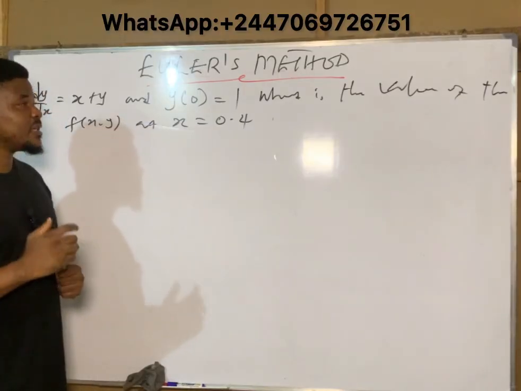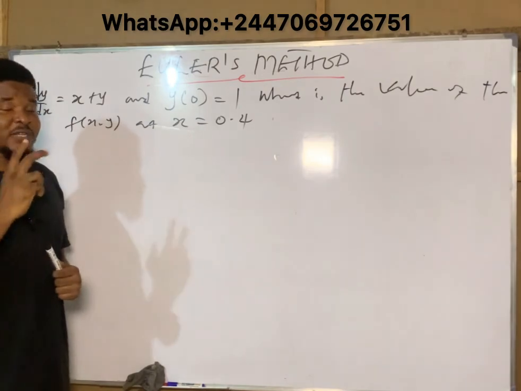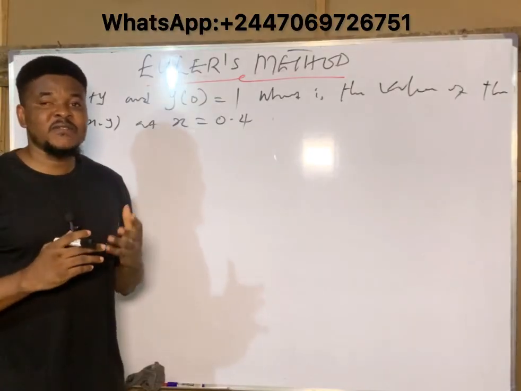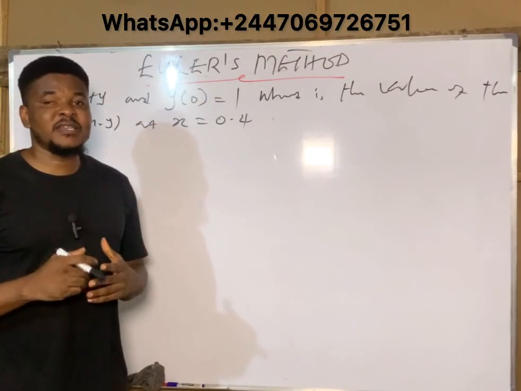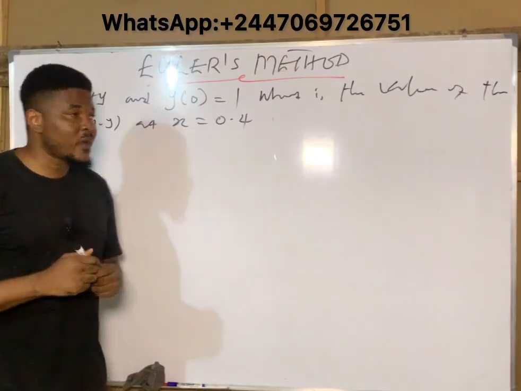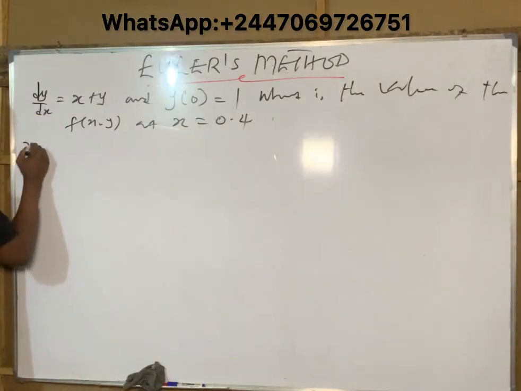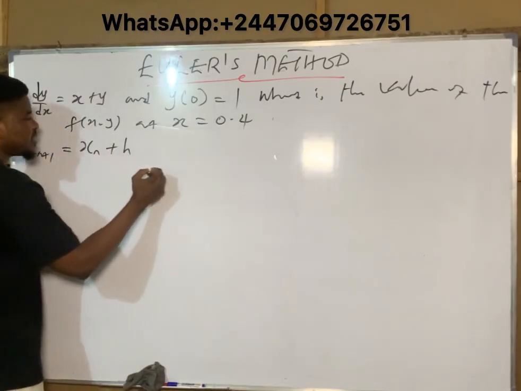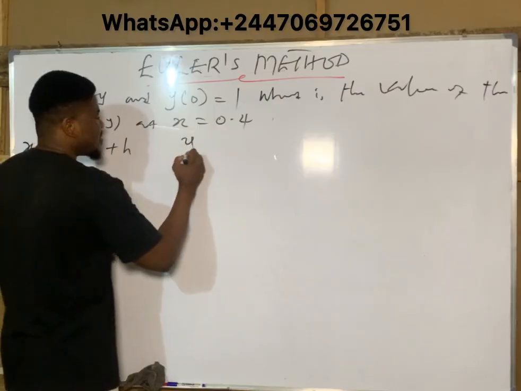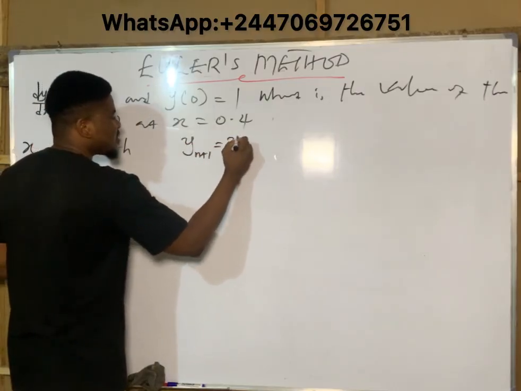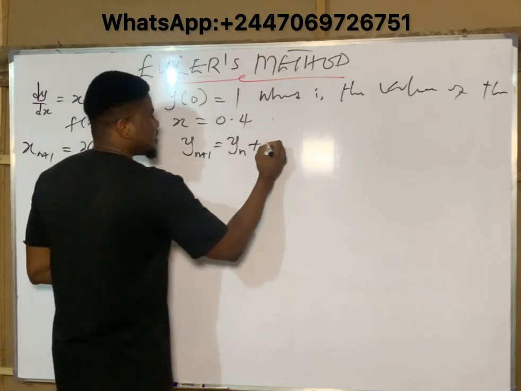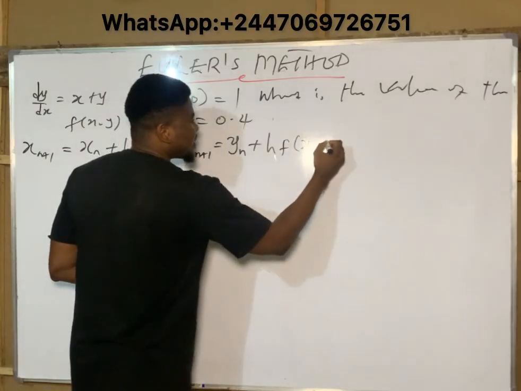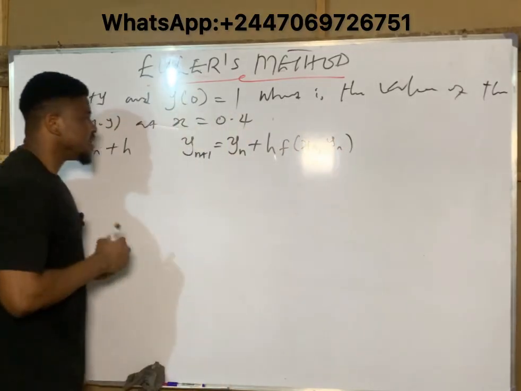Now, when utilizing Euler's method, there are two formulas I want you to keep in mind. The first formula is the successive values of x, and the second formula is the successive values for y. For x, the equation is simply given as x_{n+1} equals x_n plus h. And for y, the equation is given as y_{n+1} equals y_n plus h multiplied by f of x_n comma y_n.